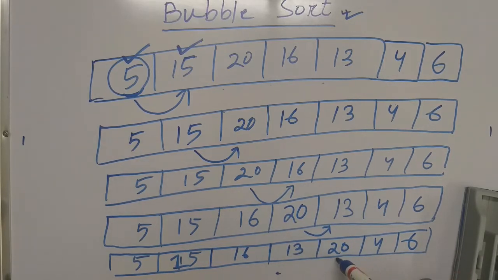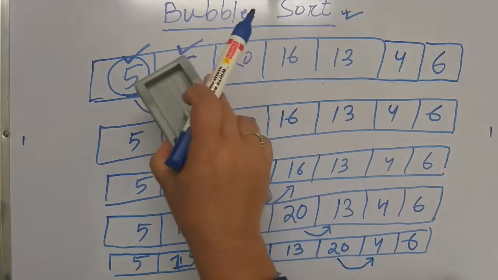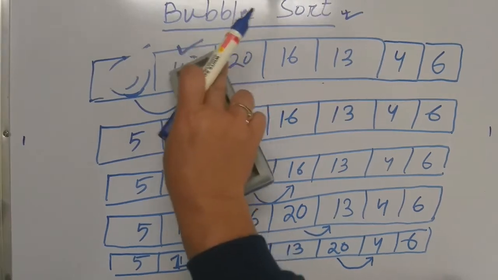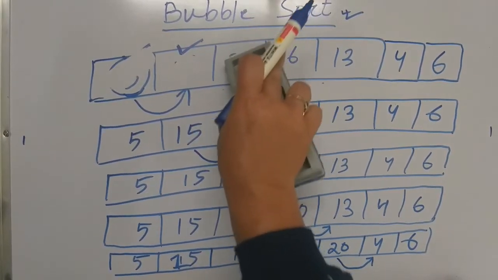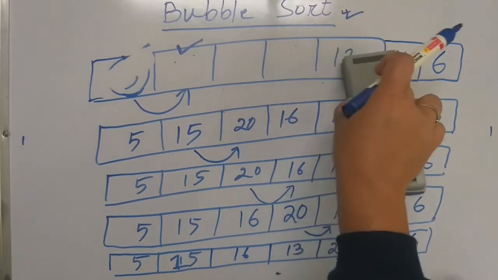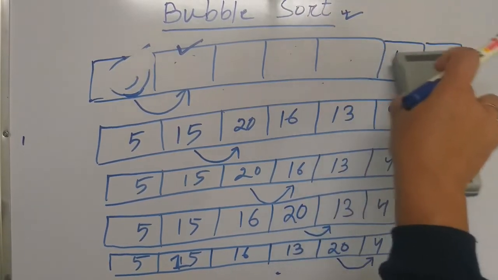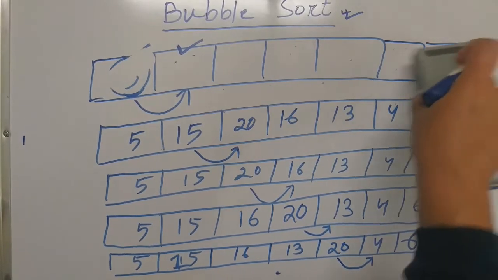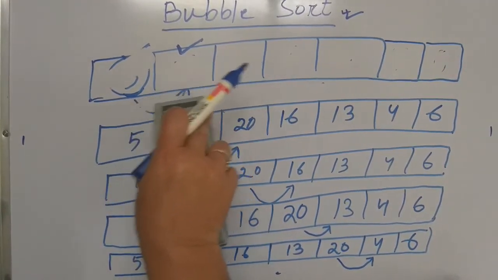Then next we compare the 4 with the 20. I erase the first list, which is the starting list. What is the value here? I erase it and write down the next values. What is the next result? I write down the total list here.